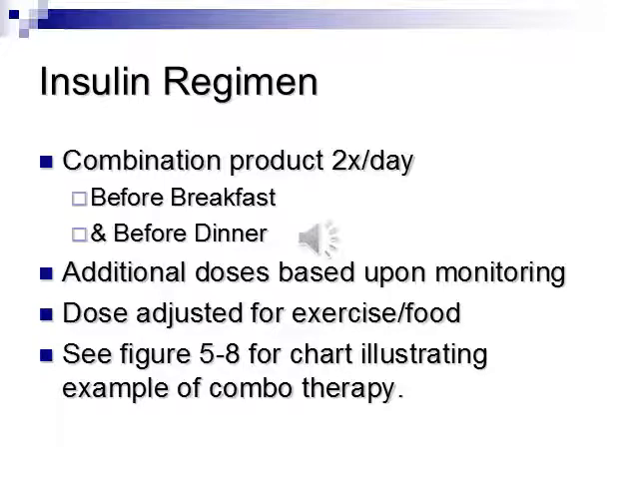So, just some basics on insulin regimens. A lot of times, if they use a combination product, people will use it 2 times a day, and that'll usually be before breakfast and before dinner. Depending upon monitoring, they may throw in additional doses.